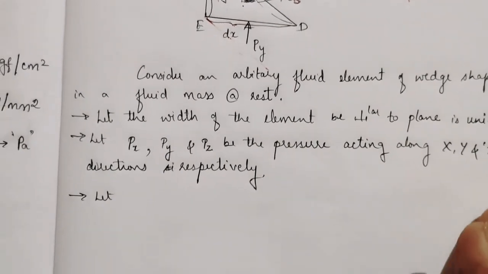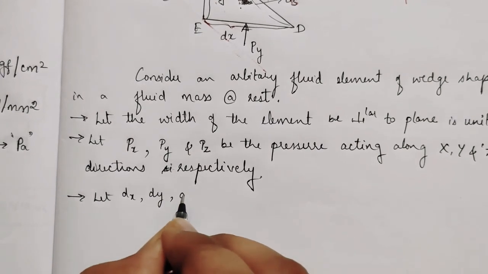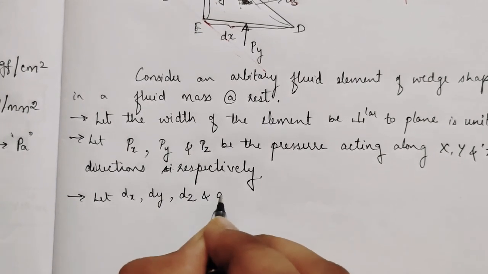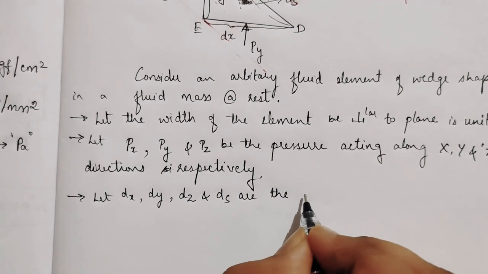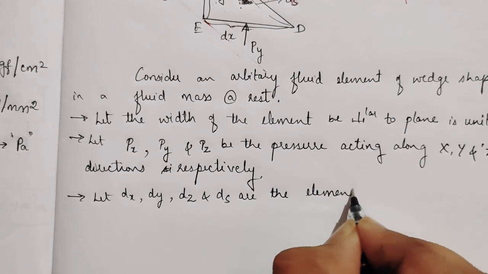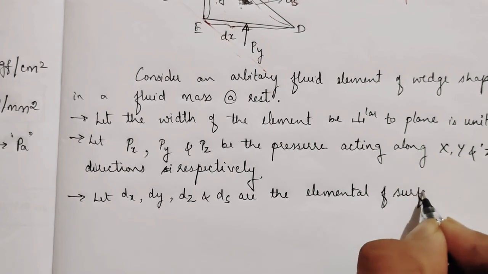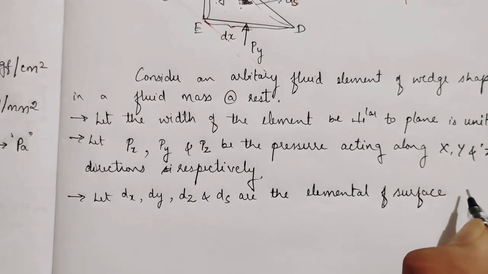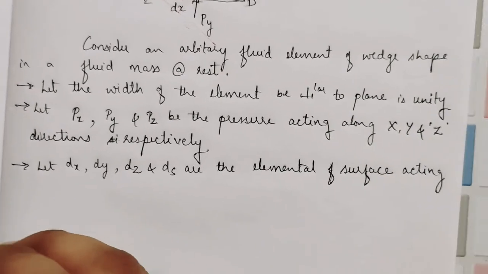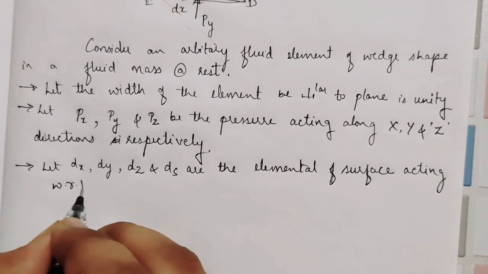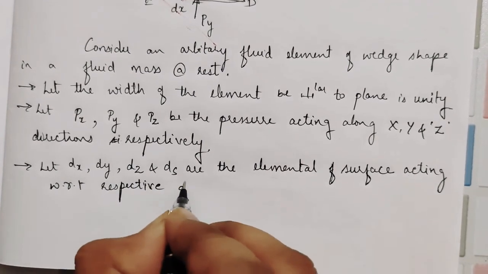Now, dx, dy, dz and ds are the elemental surfaces acting with respect to the respective directions.